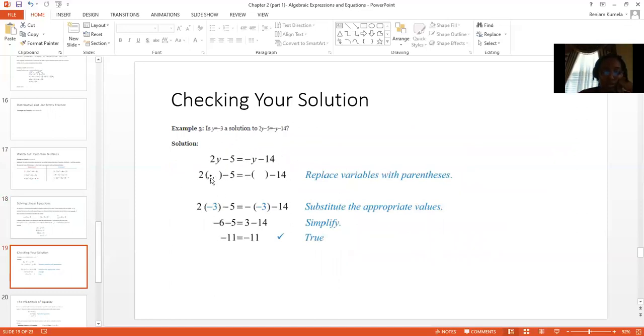So is y equals -3 a solution to 2y minus 5 equals -y minus 4? Replace your variables with parentheses. You add the value that the variable is supposed to represent inside the parentheses, and then you simplify. If it's true, then this is a solution. If you get a different number, if they are not equal to each other, then this is not the solution.